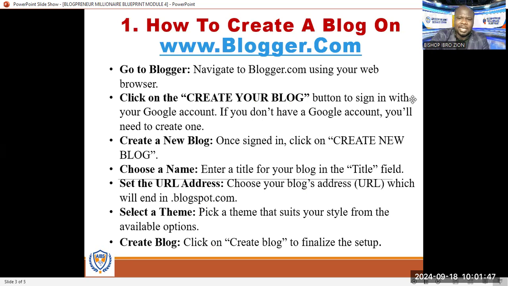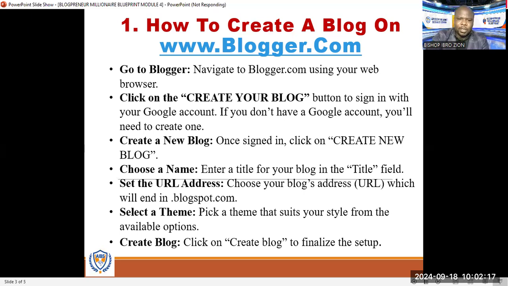Once signed in, click on Create New Blog. Choose a name. Enter a title for your blog in the title field. Set the URL address. Choose your blog's address URL, which will end in blogspot.com. Select a theme. Pick a theme that suits your style from the available options. Then create blog. Click on Create Blog to finalize the setup.